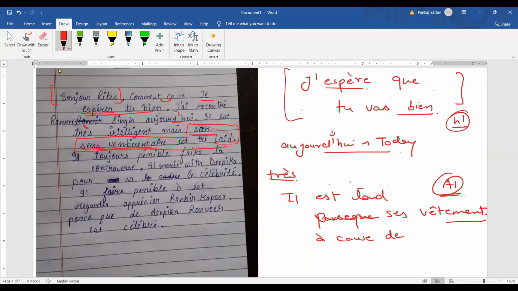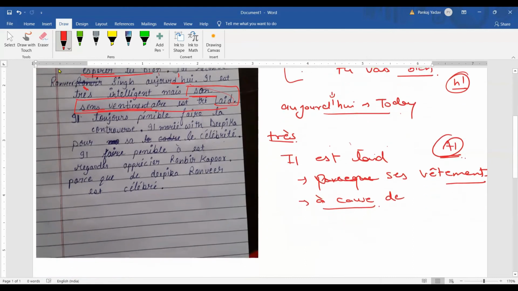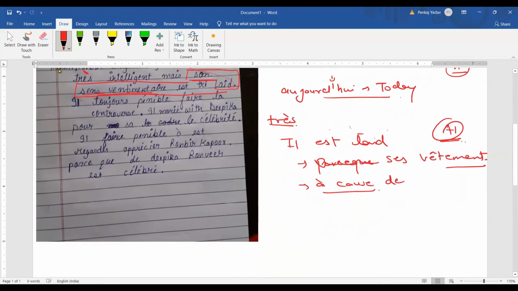Now instead of saying pask, I wrote à cause de. À cause de, even if you see her level is A1 level. Her level is A1 level. But à cause de is a connector of B1 level.